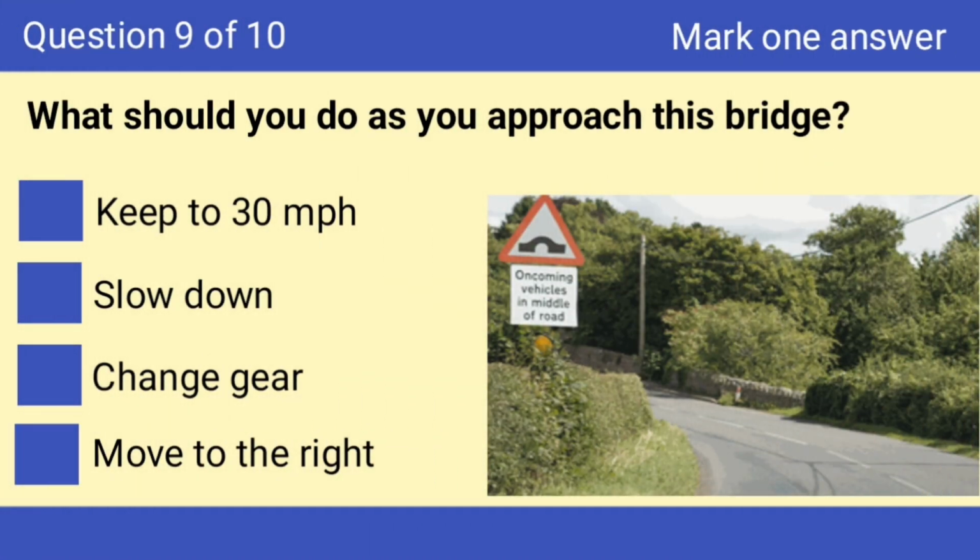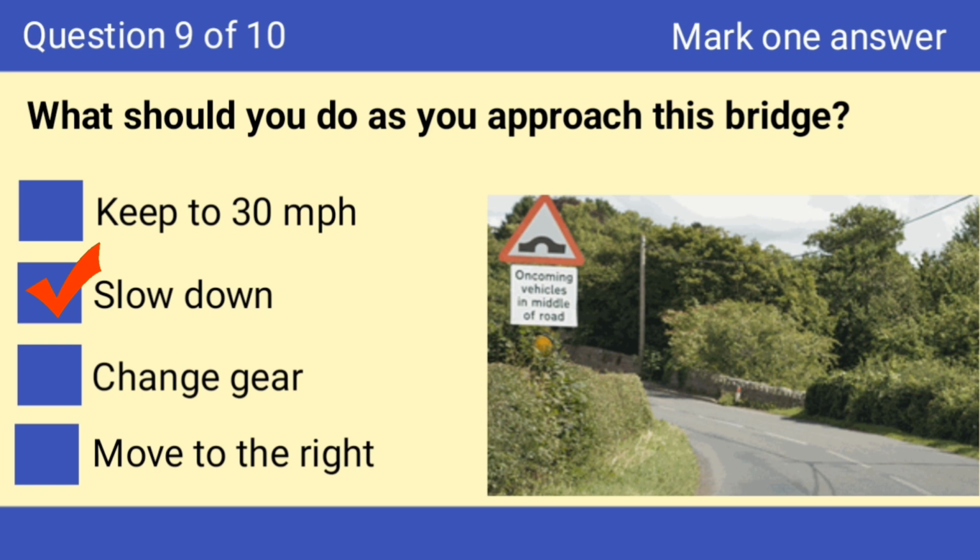Question 9. What should you do as you approach this bridge? Keep to 30 mph. Slow down. Change gear. Move to the right. Time to think. The correct answer is slow down.